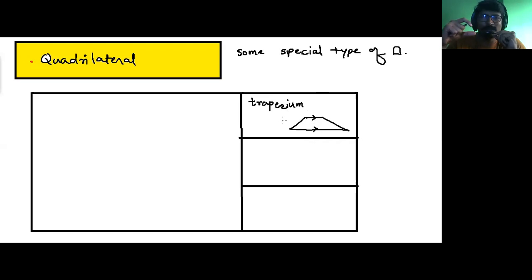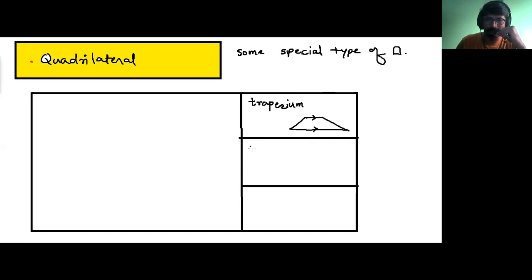Can you give me examples of a trapezium? Simple. You must have seen a lamp post. The top portion of a lamp post looks like a trapezium, or else the top portion of a house looks like a trapezium. There are many such examples you can give of a trapezium.